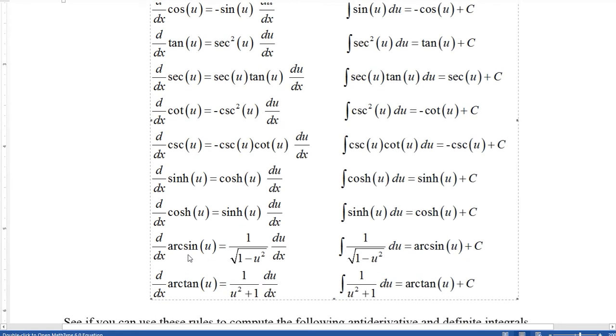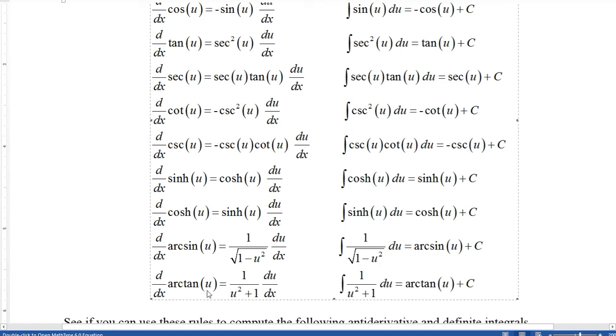The derivative of arc sine of u, that might be written as sine superscript negative 1, which would be read as the inverse sine of u, or just read it as the arc sine of u. So the derivative of the inverse sine of u, or derivative of arc sine of u, is 1 over the square root of 1 minus u squared. So that means the antiderivative of 1 over the square root of 1 minus u squared with respect to u is the arc sine of u.